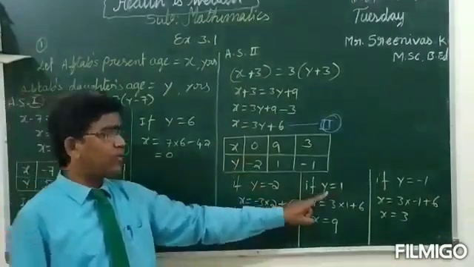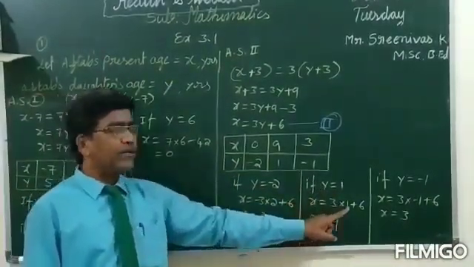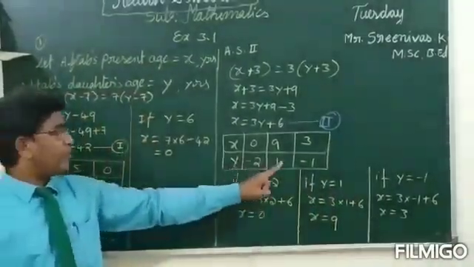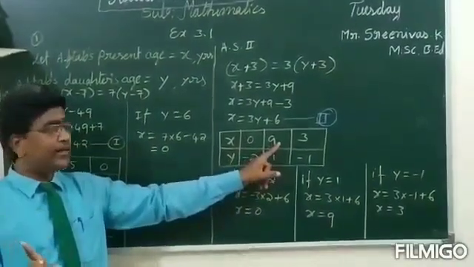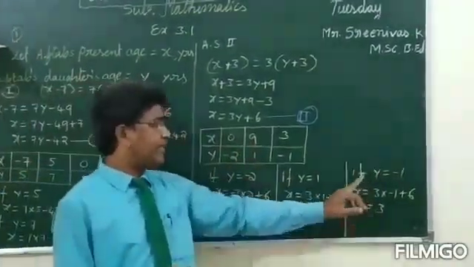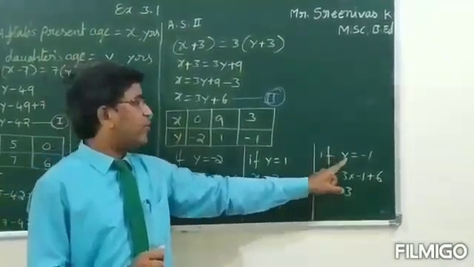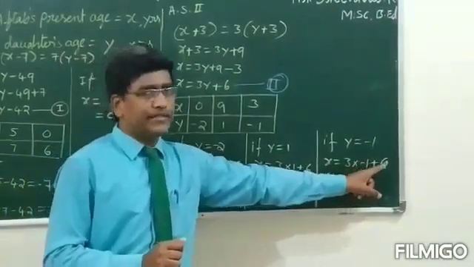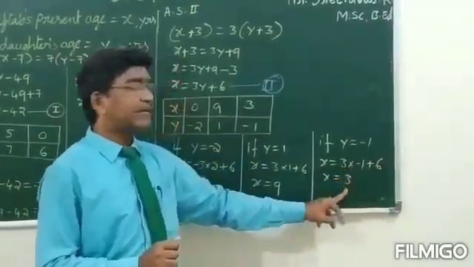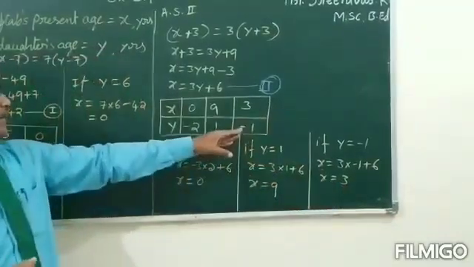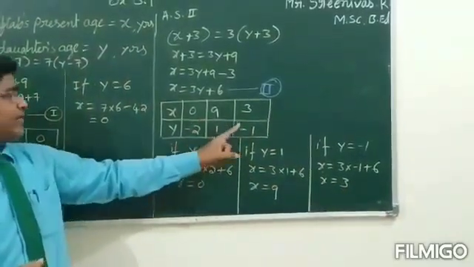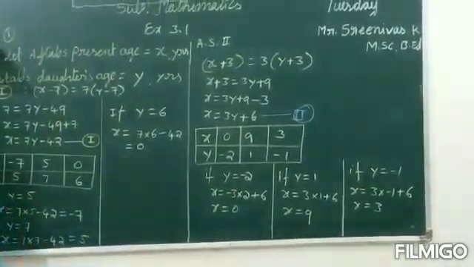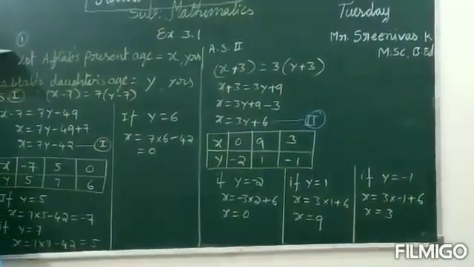Like that, if y equal to 1, x equal to 3 into 1 plus 6, x equal to 9. So you are taking y equal to 1 here, you are getting x equal to 9. Clear? Same as that, taking the third coordinate point, if y equal to minus 1, x equal to 3 into minus 1 plus 6. So minus 3 plus 6 is plus 3. So you are getting the third coordinate. This is the first coordinate, this is the second coordinate, this is the third coordinate. So now we are going to plot all these coordinates on the graph paper. Be ready with the graph paper.